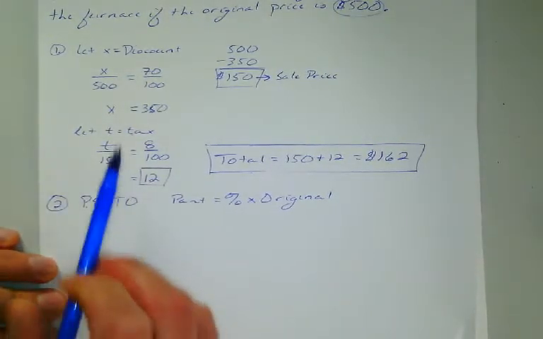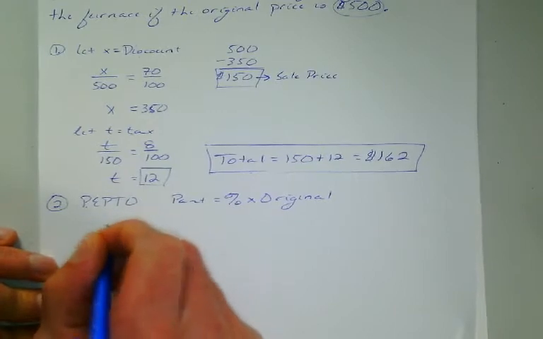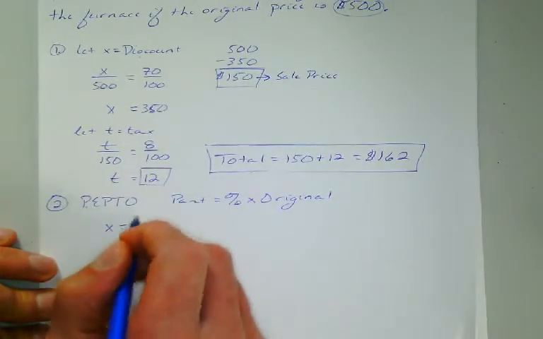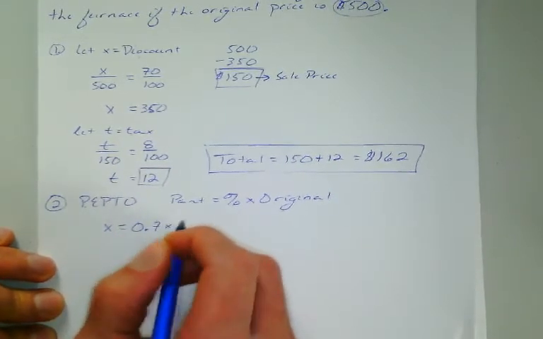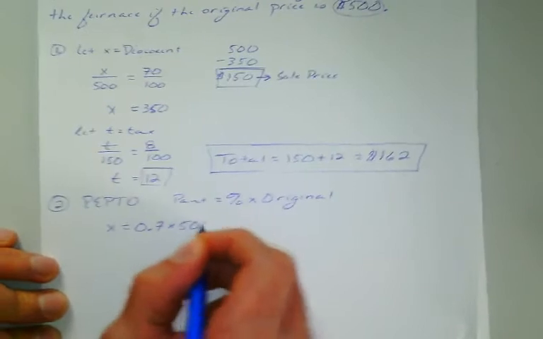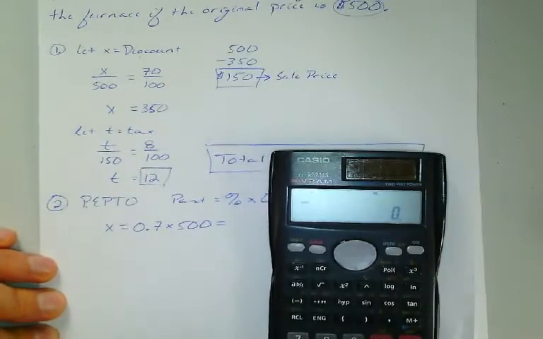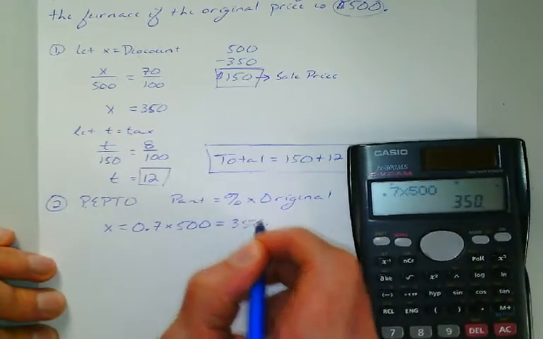So discounts are parts, and we're going to let X equal the discount. For the sake of time, I'll use the same let statements as above. So my discount equals percent times original. The discount was 70%. So that's 0.7 times my original, which was 500. And therefore my discount is 0.7 times 500, 350. That's the same as what we got above.